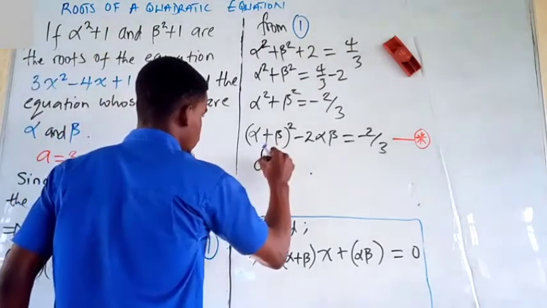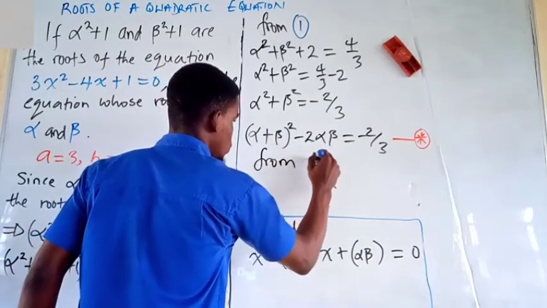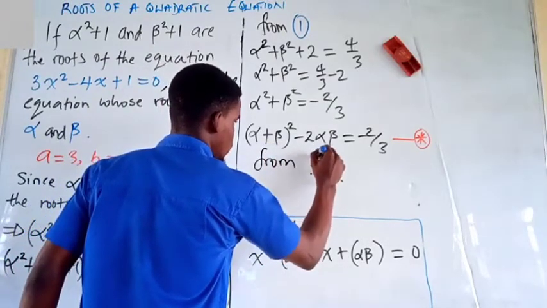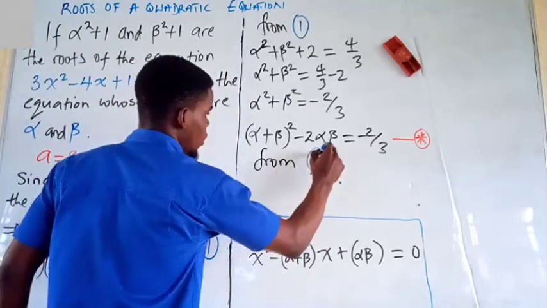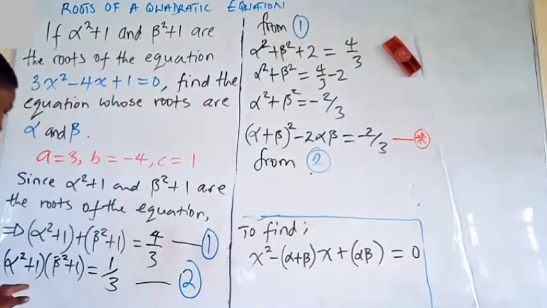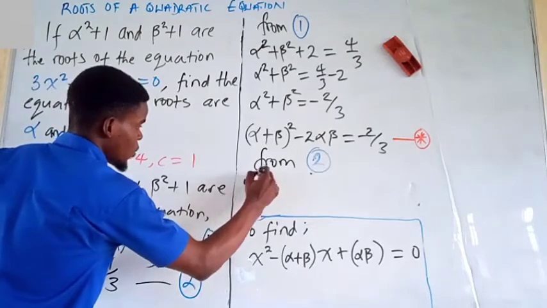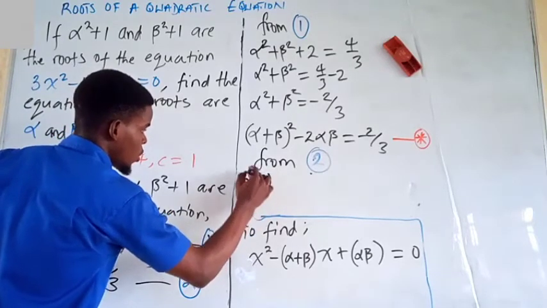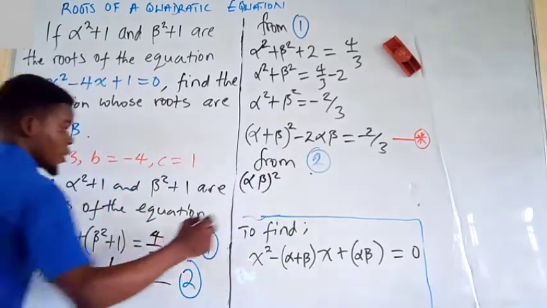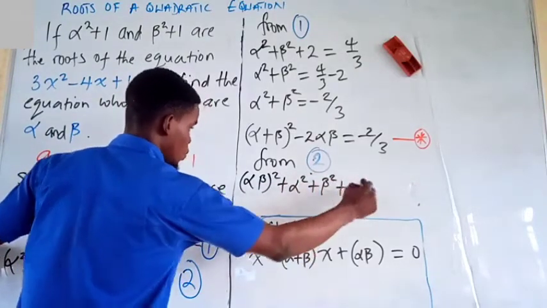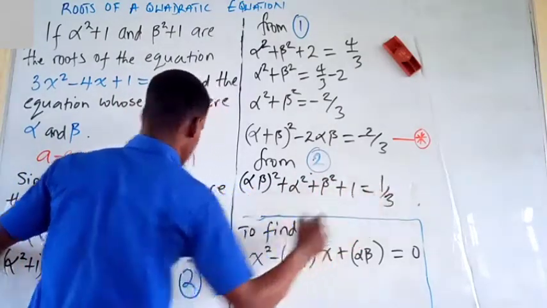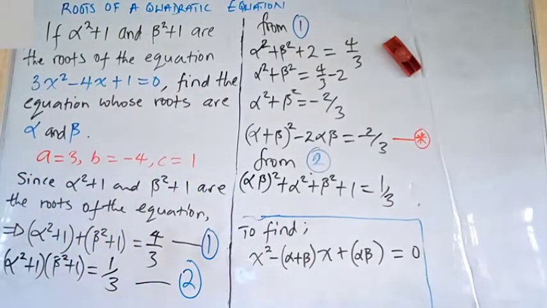So from equation 2, what do we get? Well, we see that to expand this on the left hand side, we're going to have alpha times beta all squared plus alpha squared plus beta squared plus 1 is equal to 1 over 3. Like that.